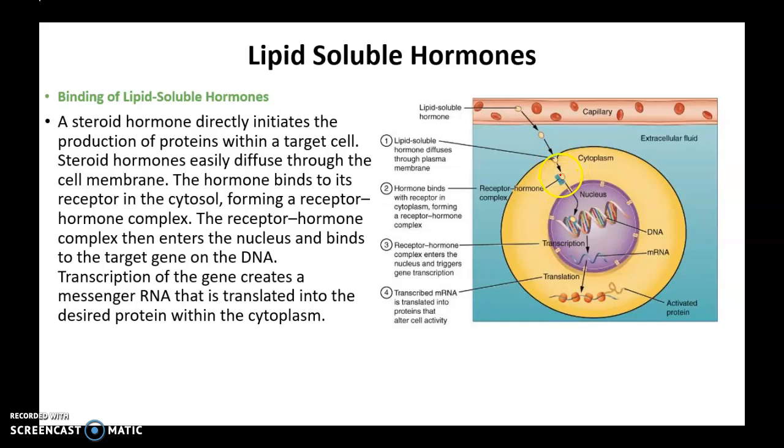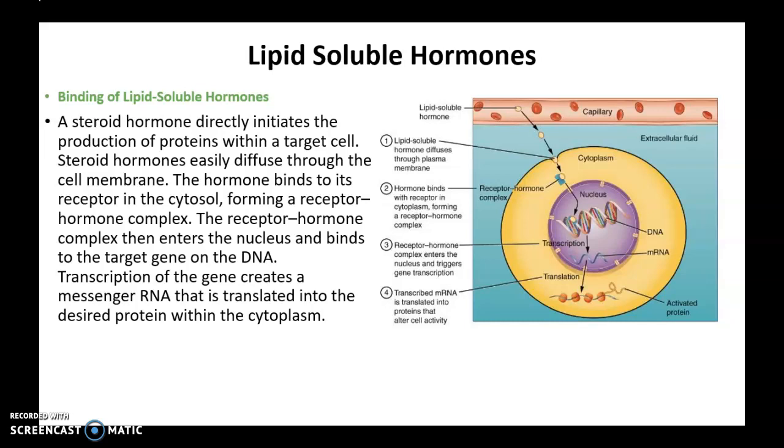Now in the cytoplasm, the blue receptor is present. So the hormone binds to its receptor and the hormone gets into the nucleus. So the hormone crosses the nuclear membrane and enters the nucleus and physically binds to the DNA, causing change in transcription and translation and protein synthesis of the cell. So this is how lipid-soluble hormones like steroid hormones and thyroid hormones work.